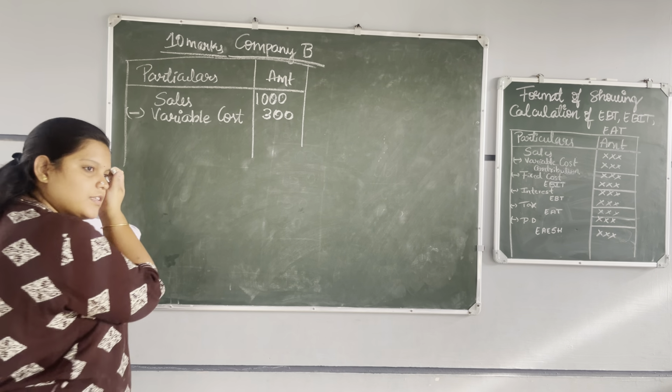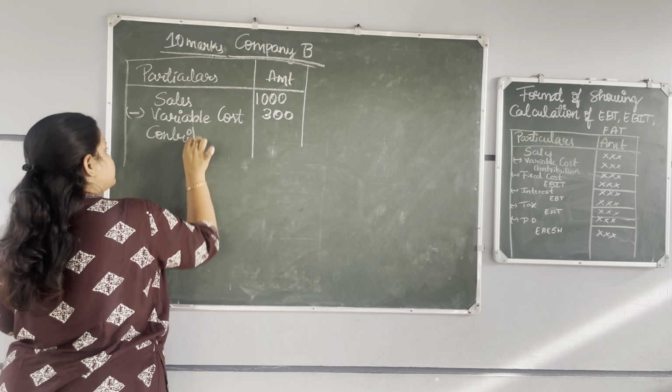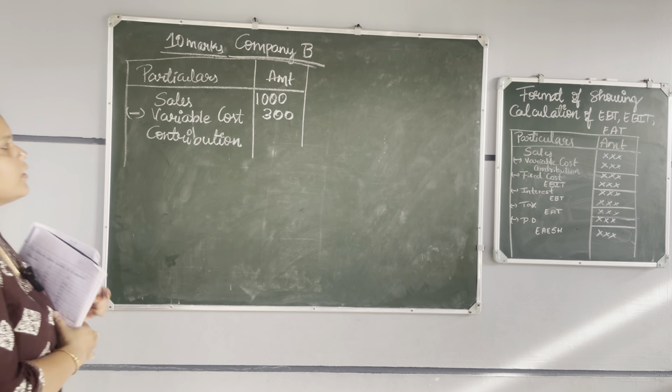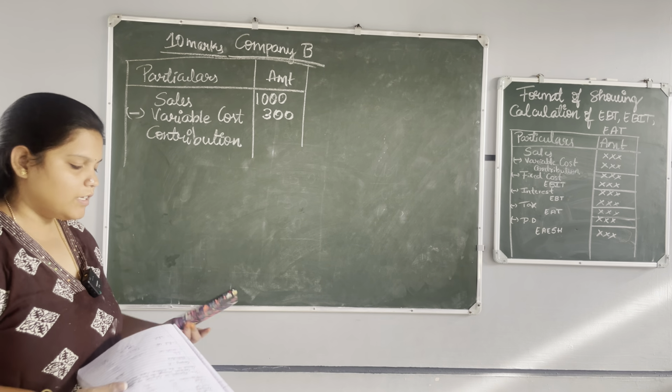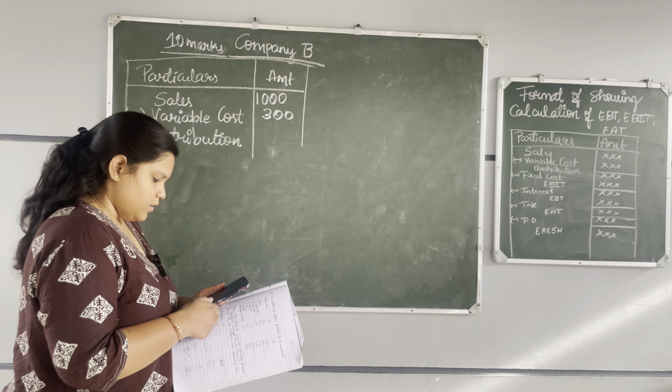Do a calculation. 1000 minus 300, we will get the contribution amount. Take a calculator and do the calculation. 1000 minus 300, how much are we getting? 700 here. This contribution amount is 700.